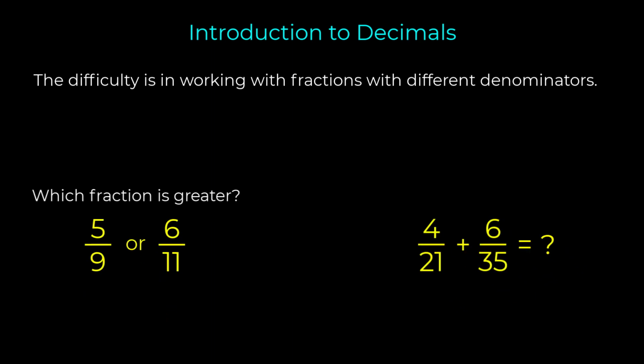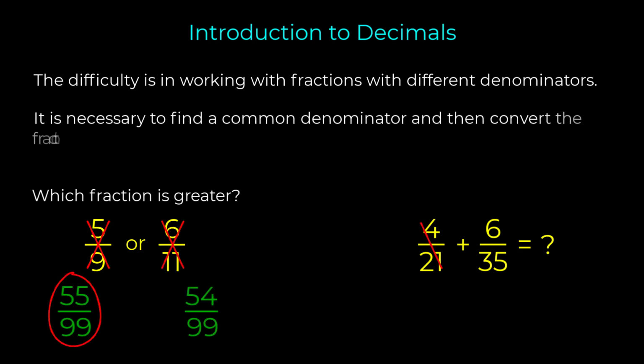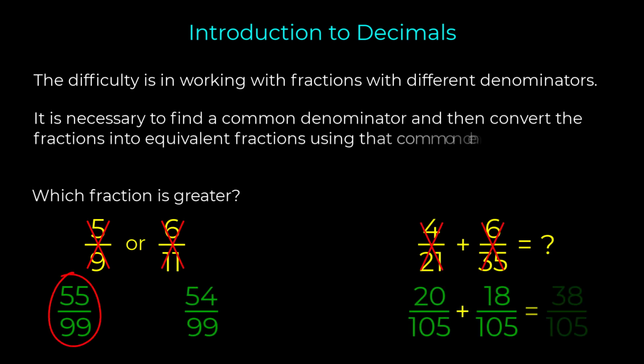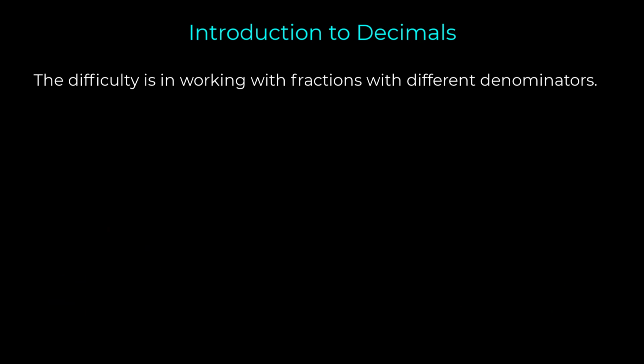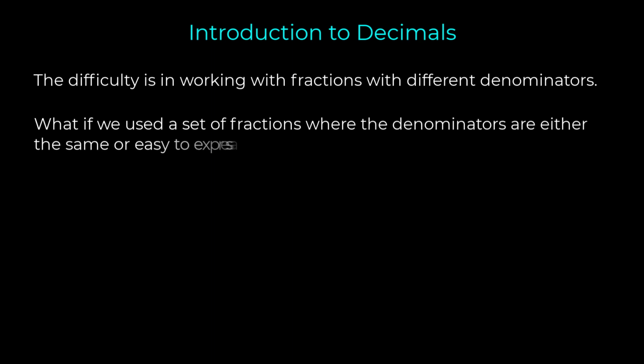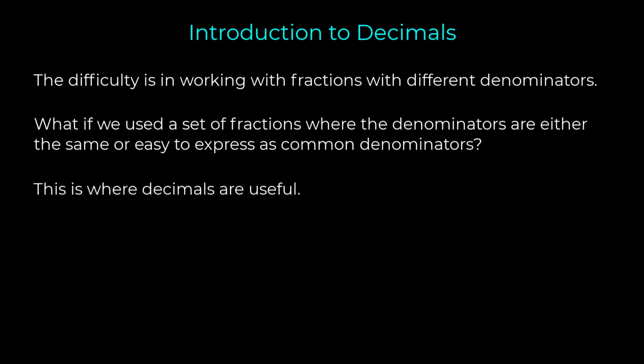To solve both problems that I presented, it is necessary to find a common denominator and then convert the fractions into equivalent fractions using that common denominator. What if we used a set of fractions where the denominators are either the same or are quite easy to express as common denominators? That would greatly simplify comparisons and arithmetic operations between fractions. This is where decimals come in.